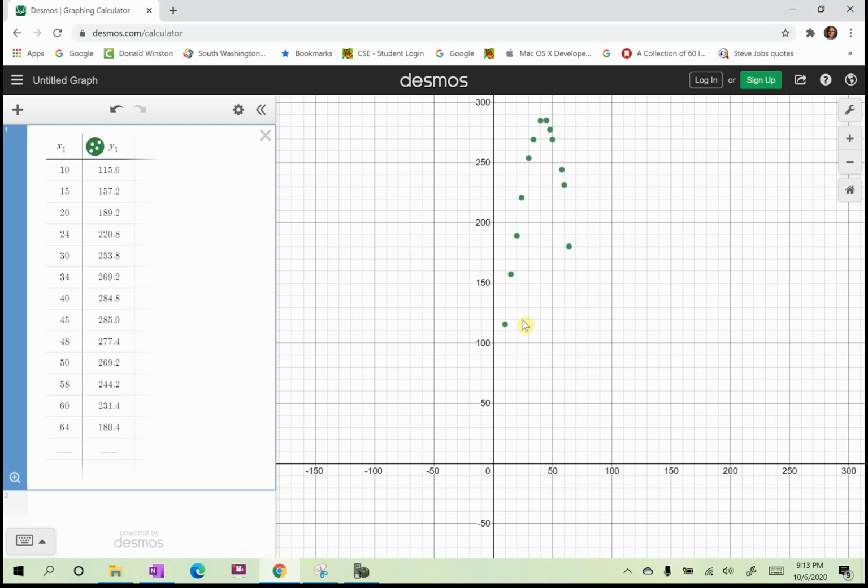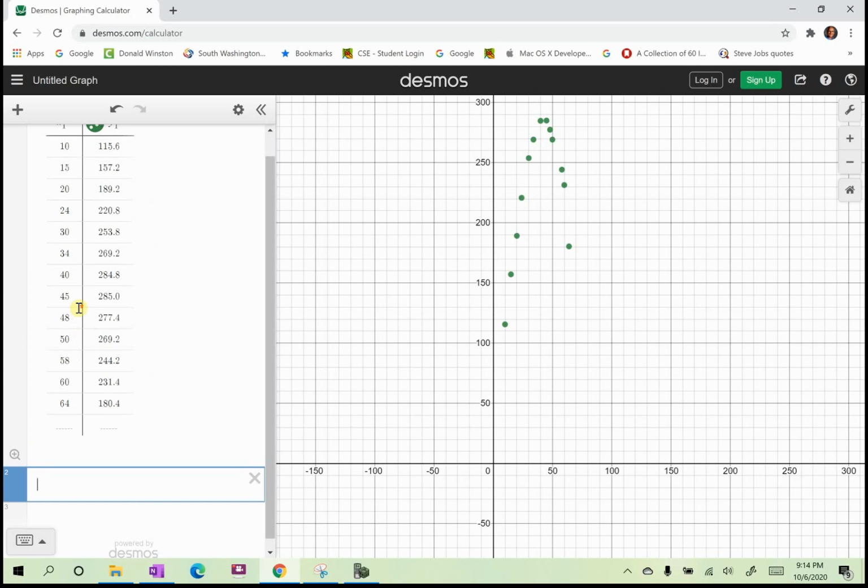Well, I want you to notice here, Desmos has plotted those points, so that was pretty cool. You see it plotted those points there. All right, so what we do to generate that model, I need to press plus again, and then you want to press f of x expression.